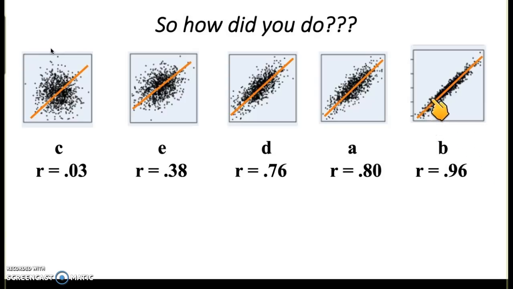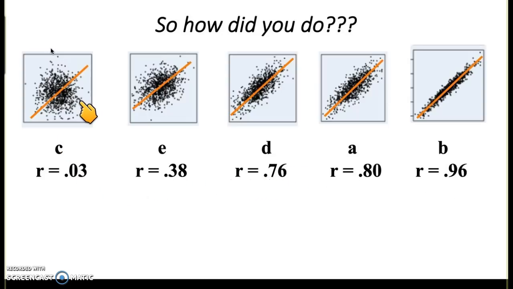Since they don't all fall on this orange line, which is why it's a little less than 1, but they're all closer together and they're all increasing. So that's why this is so high. And as we move down, we can see that the correlation is getting less and less and less.